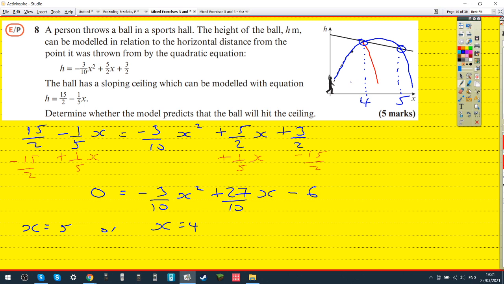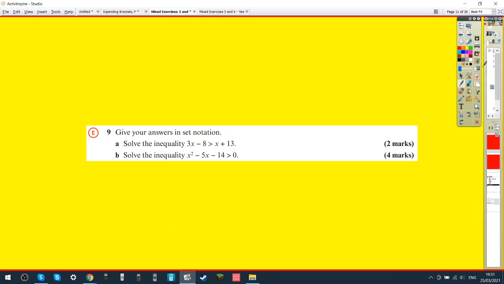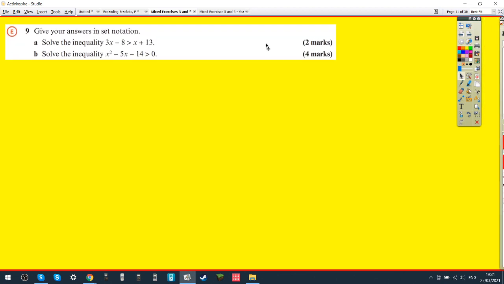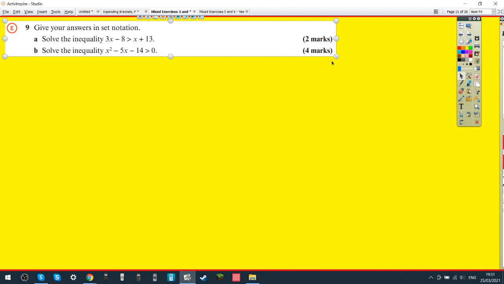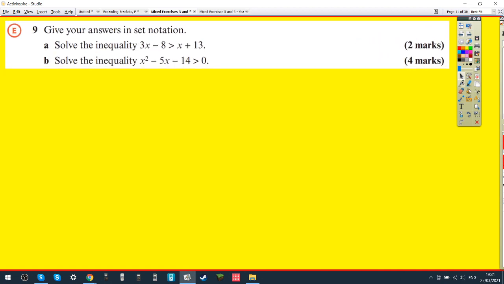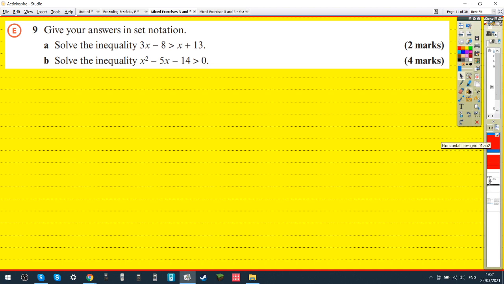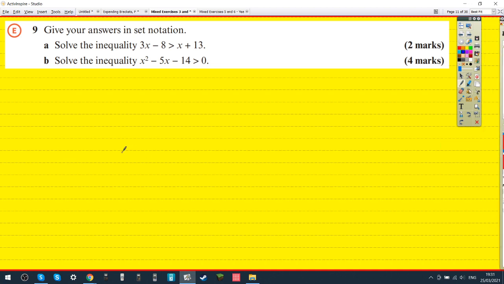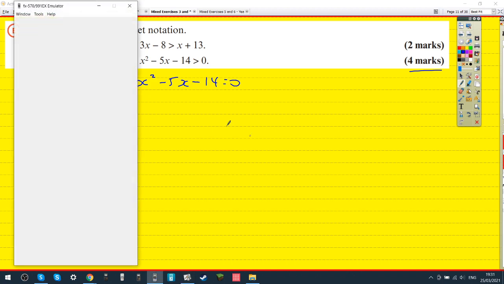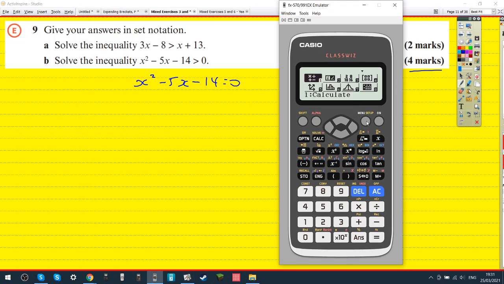Great. Okay, inequalities. I think you know what you're doing. Do you know how to do B? Would you just sub into the calculator? You would, and so for 4 marks, what I would do is sub in x squared minus 5x minus 14 equals 0. And then I would do a little pretend. Let me do that one. So you sub it into the inequality one.